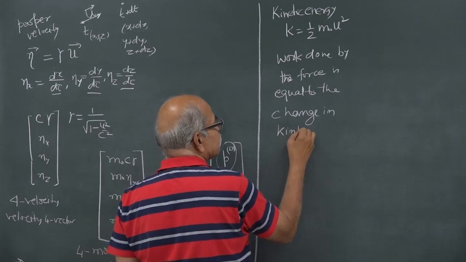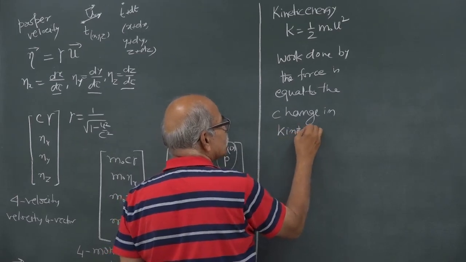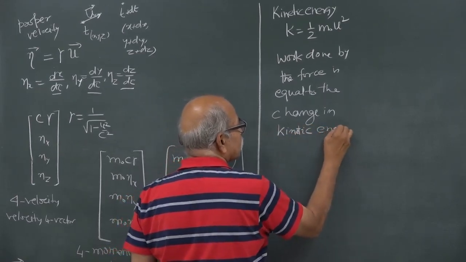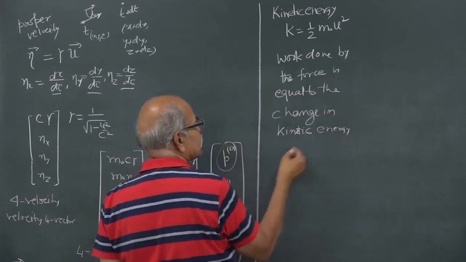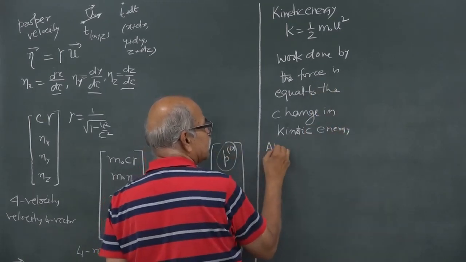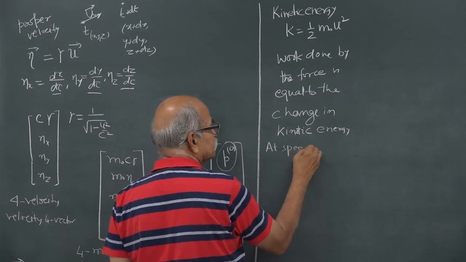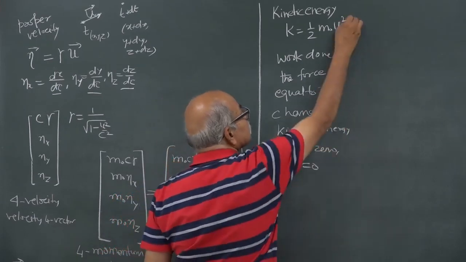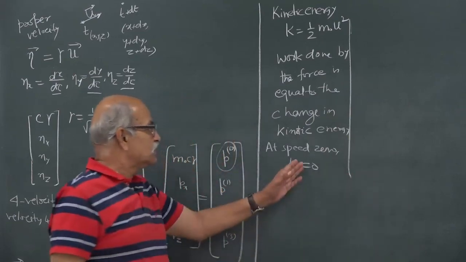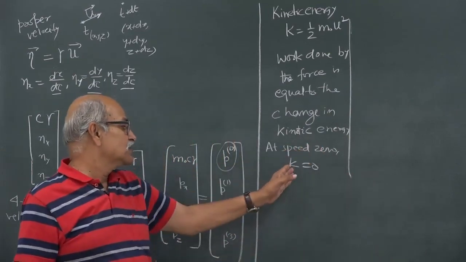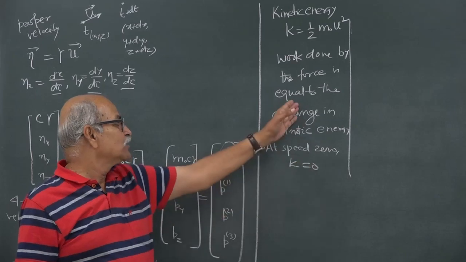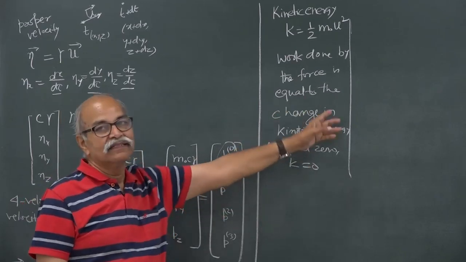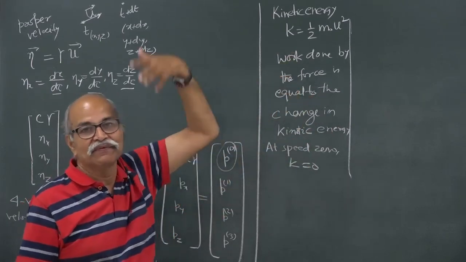This is the energy due to motion, together with, we say that at speed 0 kinetic energy is 0, right. So, if you say that at speed 0 the kinetic energy is 0, and then you define the change in kinetic energy, then you have defined kinetic energy everywhere.